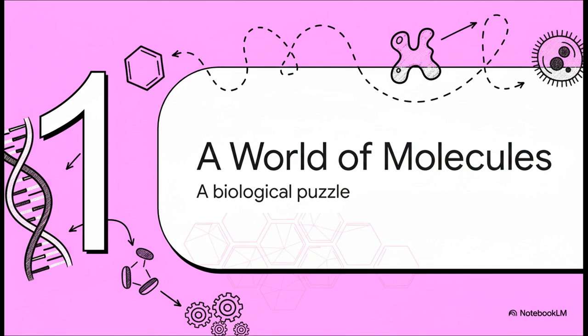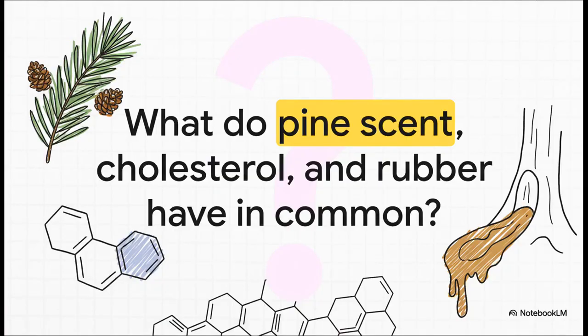It's one that connects things that on the surface seem to have absolutely nothing in common, but you'll see they're secretly built from the exact same blueprint. Really think about that for a second. You've got the sharp, fresh smell of a pine forest, then you have a waxy steroid that's totally essential for our cell membranes, and then the stretchy, durable polymer from a rubber tree. What on earth could possibly be the link between those three? Well, it turns out they all share a secret molecular ancestor.